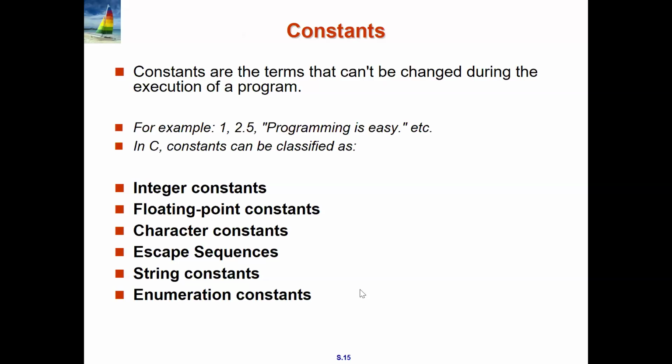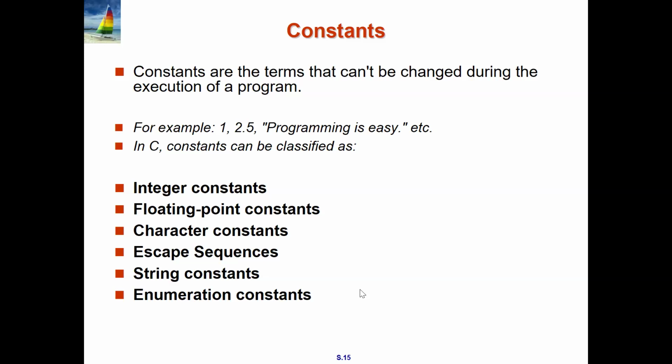So what is a constant? Constants are terms that cannot be changed during the execution of the program. ठीक है. So जैसे कि अभी जो भी numbers हैं, we cannot change the value of that. ठीक है, 1 है, 2.5 है, प्रोग्रामिंग इजी. सो ये कांस्टेंट अगर है तो स्ट्रिंग है, तो लाइक दैट. सो कौन से कांस्टेंट आप स्टोर कर सकते हो वेरिएबल में?